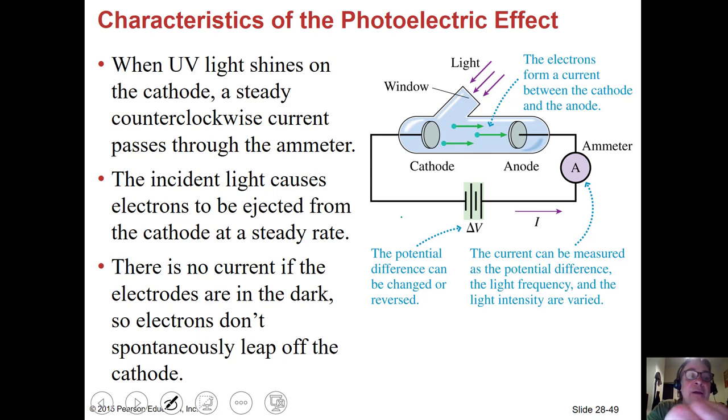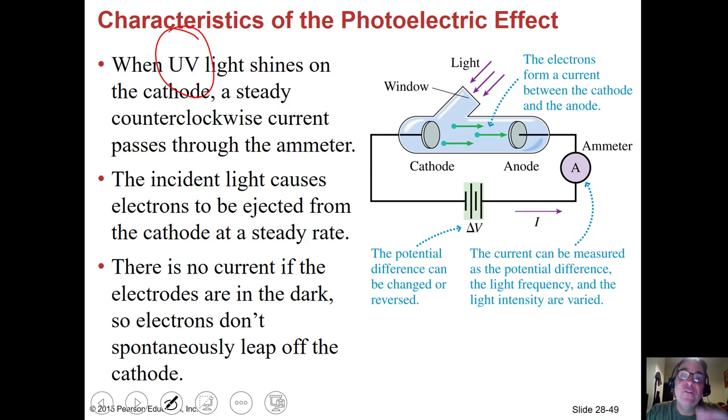Okay, so it says UV light here. It has to be light that has enough energy. You can't do this with like radio waves. Radio waves don't have enough energy to free the electrons. And the electrons can't store up the energy from a whole bunch of radio photons, if you want to call them that, coming in. The photon that comes in has to have enough energy on its own.